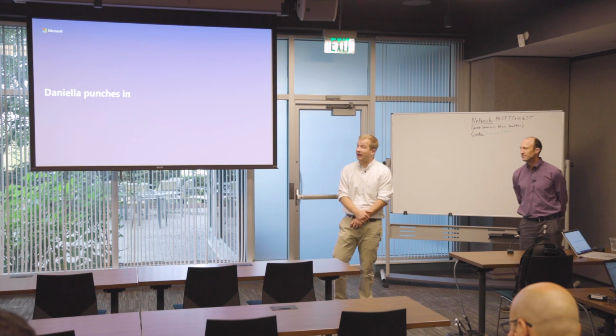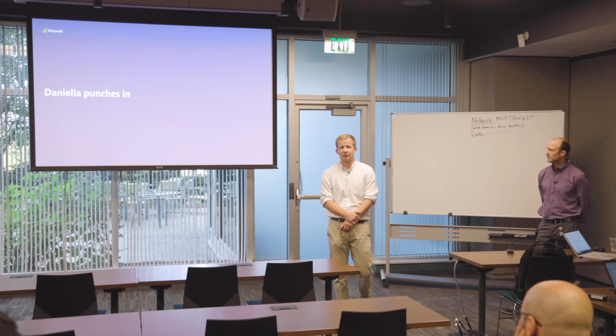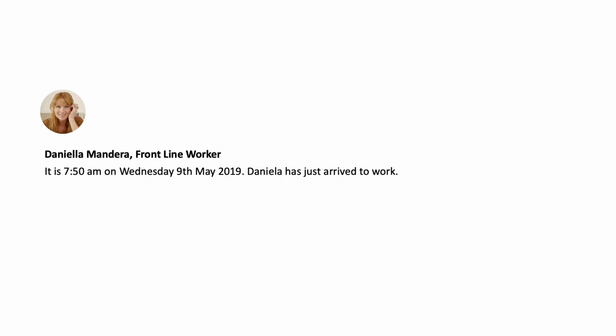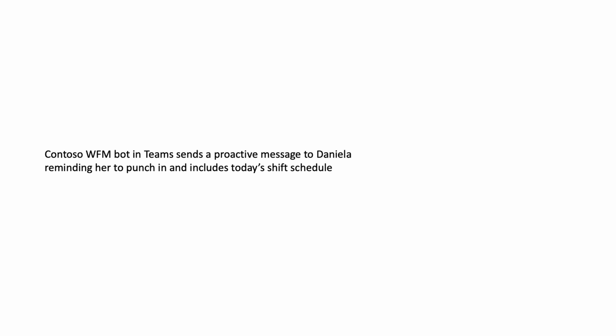All right, now we're moving into the frontline worker scenarios. I think we have a few folks thinking about retail scenarios, so I'm going to show a few of those. There's, I think, a barista in here, but apply it to your business specifically. So this is Daniela punching in. She's got a shift. She arrived at 7:50 for her 8 o'clock shift, and the Contoso bot sends a proactive message to her reminding her to punch in.